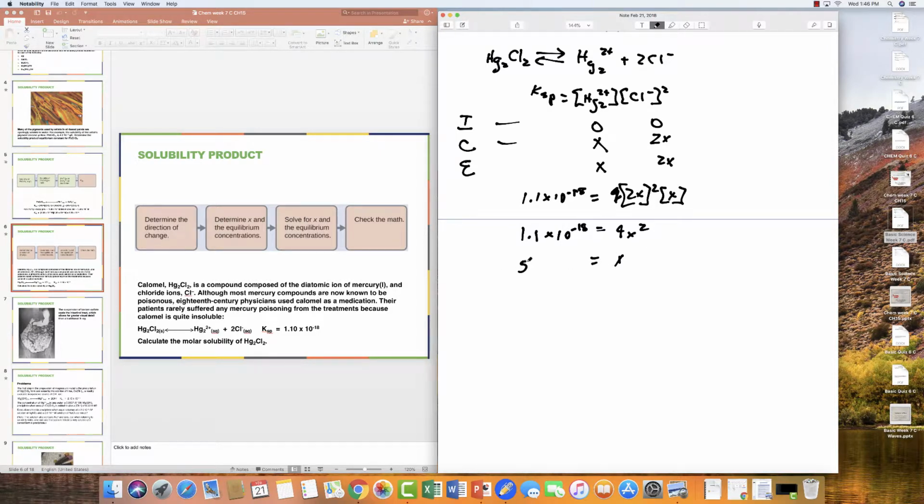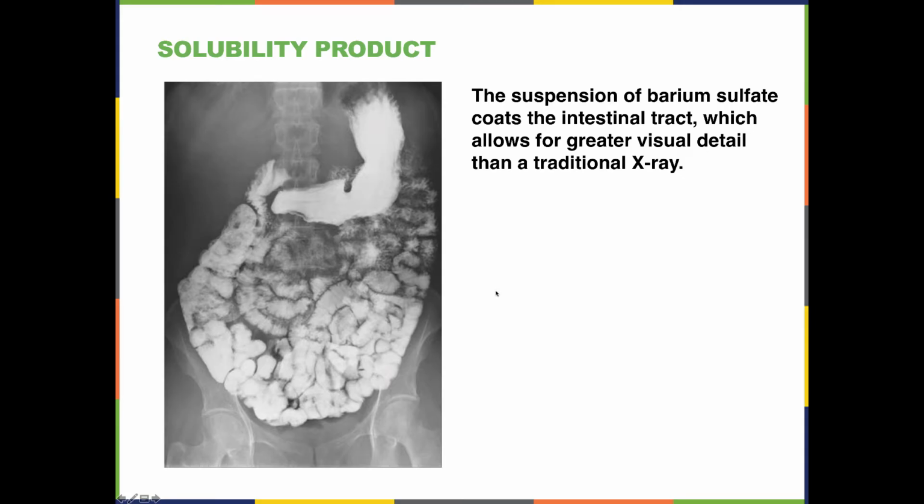So x here is going to equal 5.24 times 10 to the minus 10. And that's basically divide both sides by 4 and then take the cube root. And so that is the molar solubility of calomel, which is this Hg2Cl2.